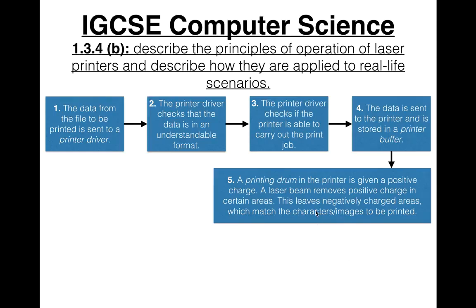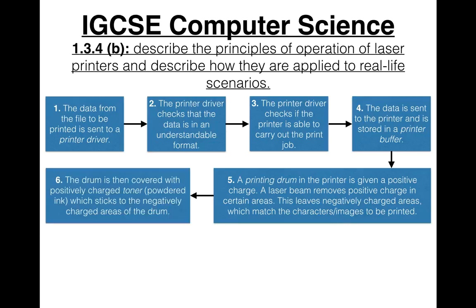It's given a positive charge, and a laser beam removes positive charge in certain areas on the drum. This, of course, leaves negatively charged areas, which match the characters or images to be printed, which is pretty cool. The drum is then covered with positively charged toner, or powdered ink, which sticks to the negatively charged areas of the drum. So that's how it happens.